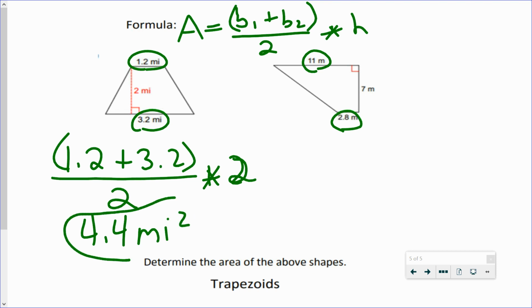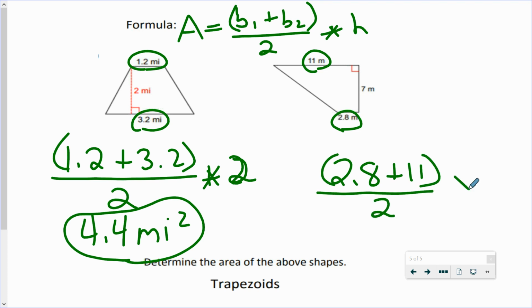So you can use the parentheses of your calculator if you want to. If not, you can just remember that you have to get equals after you add. For the next one, I'm going to do 2.8 plus 11 divided by 2 times 7, because 7 is my height. And I end up with 48.3 meters squared.